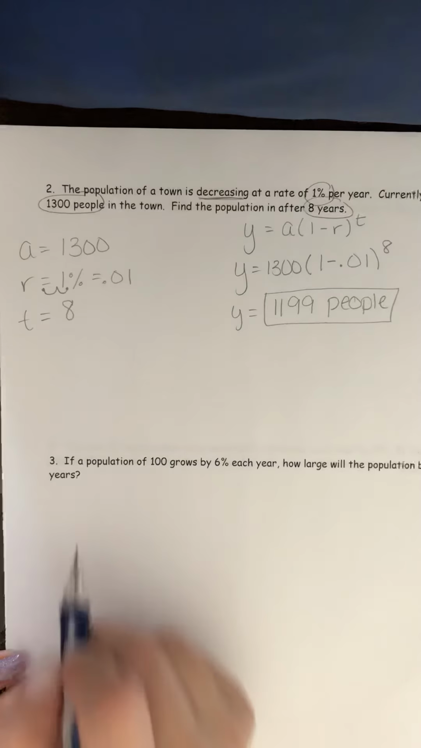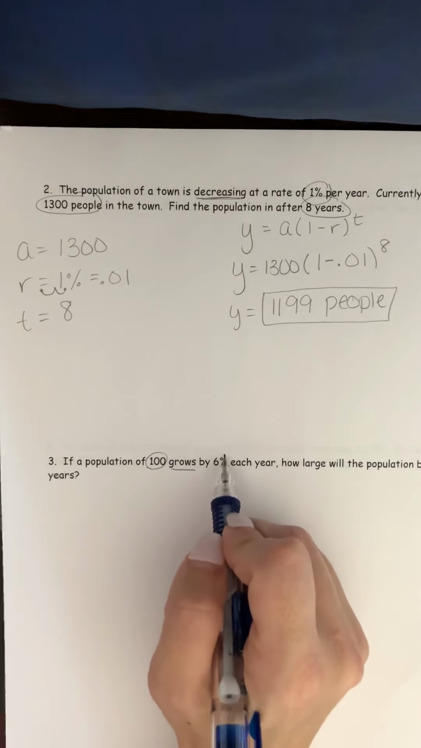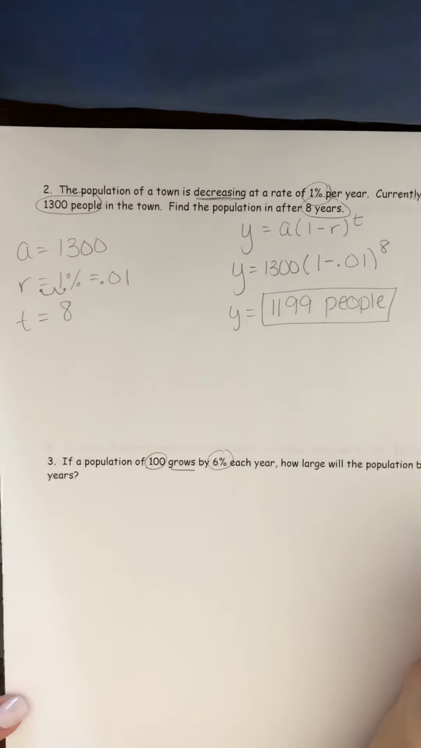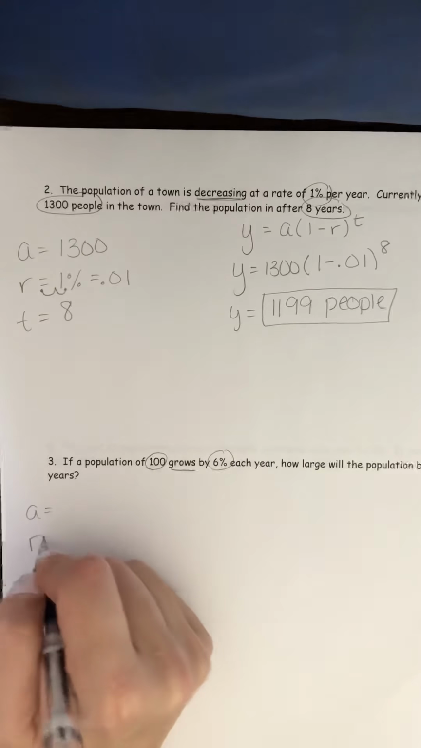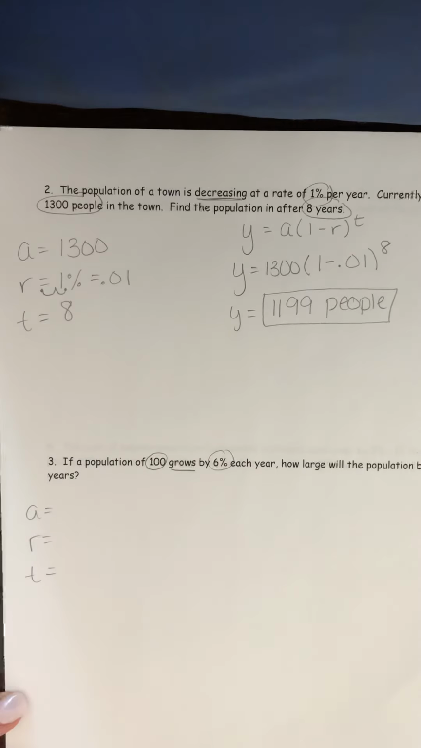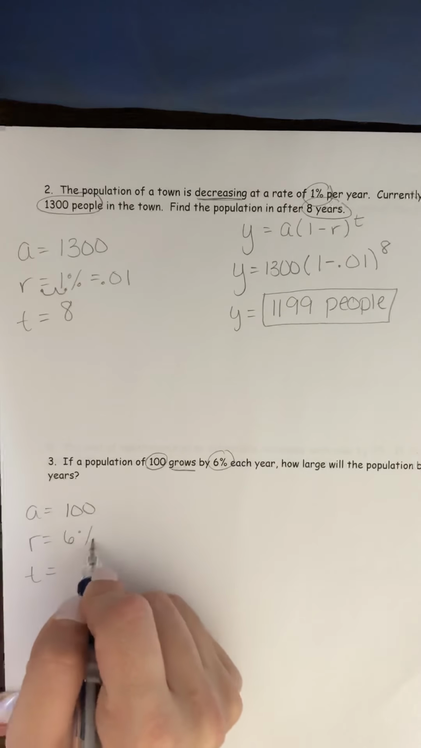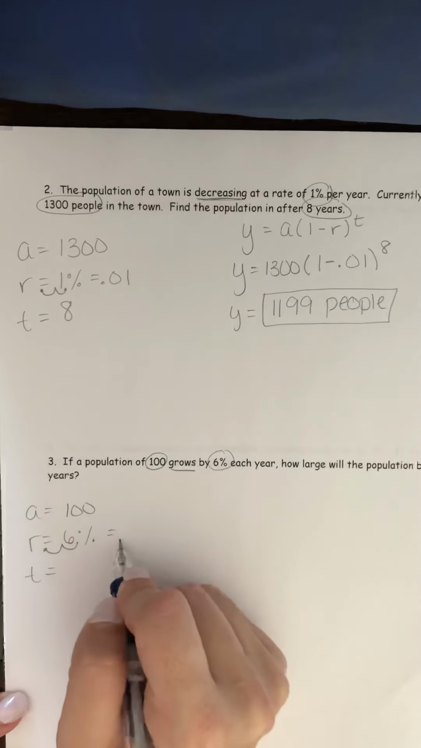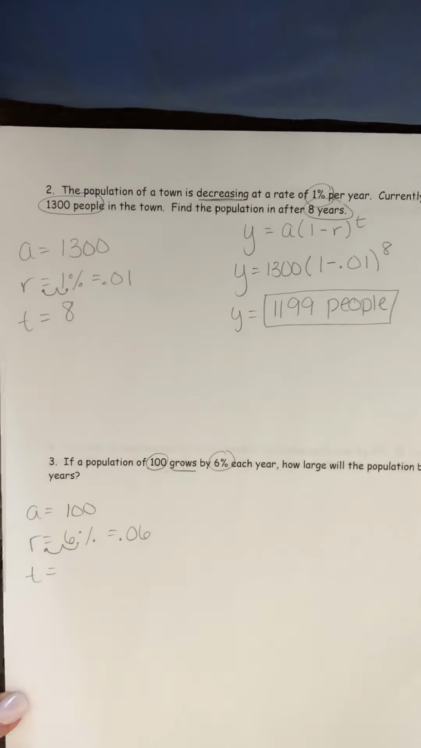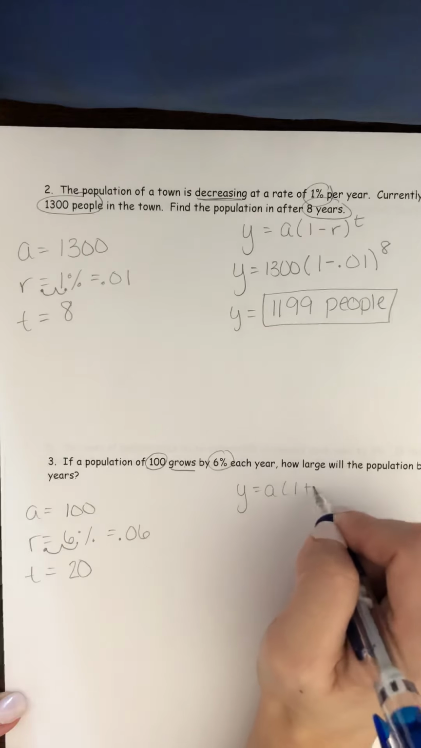Okay? If a population of 100 grows by 6% each year, how large will the population be in 20 years? So A equals, R equals, T equals. So we're starting with 100. Our rate is 6%, but remember we need it as a decimal, so I'm going to move it over 2 spots. So we get 0.06, and our time is 20. We are growing, so we are going to use our plus formula.